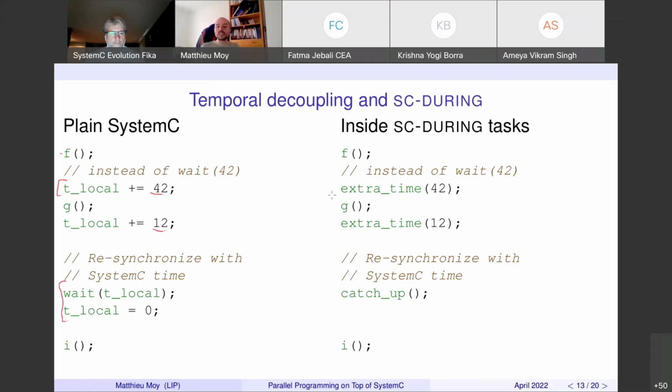And it is more or less equivalent to saying inside an ST-during task, I'm doing F, extra time of the amount of time needed by F, extra time, and so on. And it lets the task grow. And catch-up is somehow the equivalent of wait and reset my local clock, because just after catch-up, I know that my SystemC time will be the same as the ST-during task.